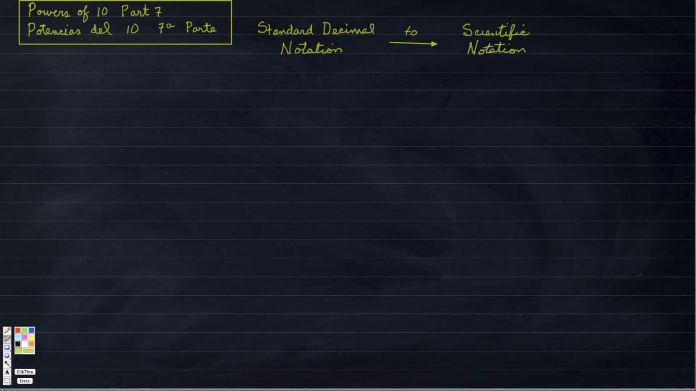We're looking now at standard decimal notation with the idea of changing it to scientific notation. So let's look at this number, for instance, 3,100. This is in regular decimal notation. It has a decimal point on the right.